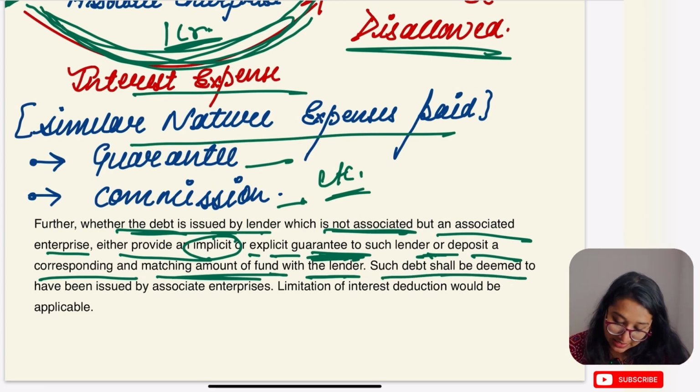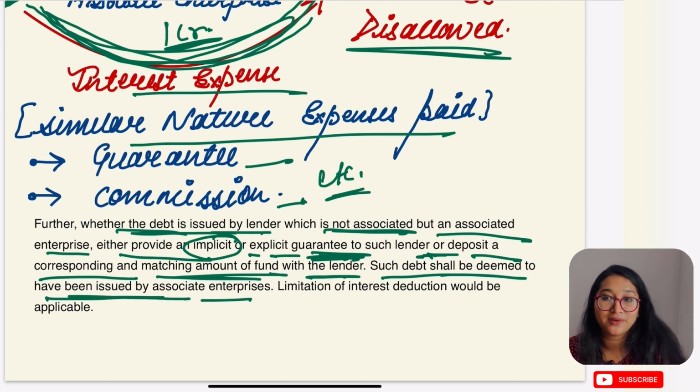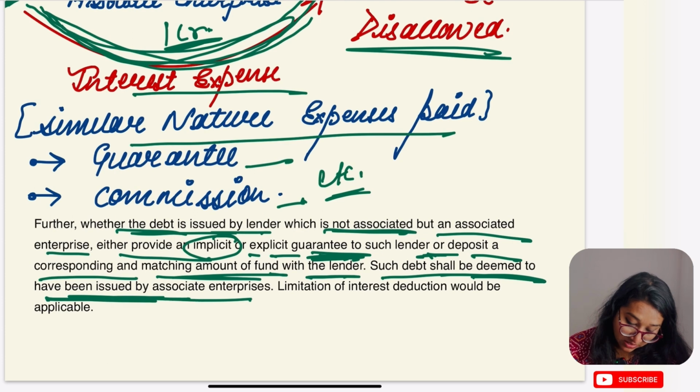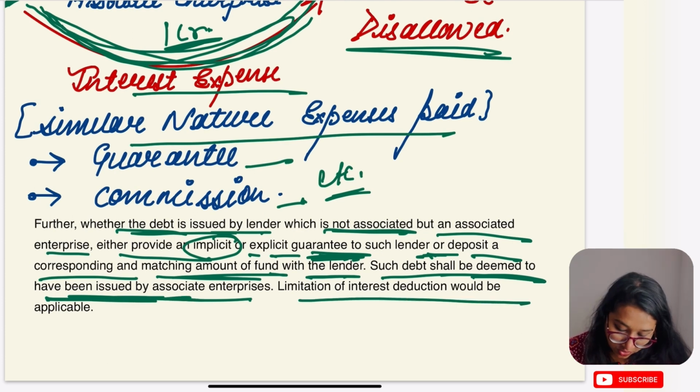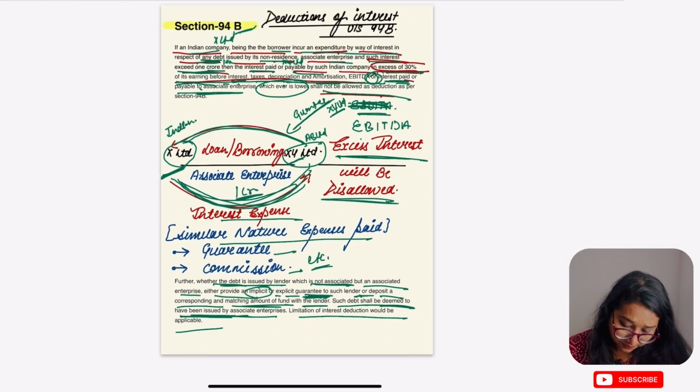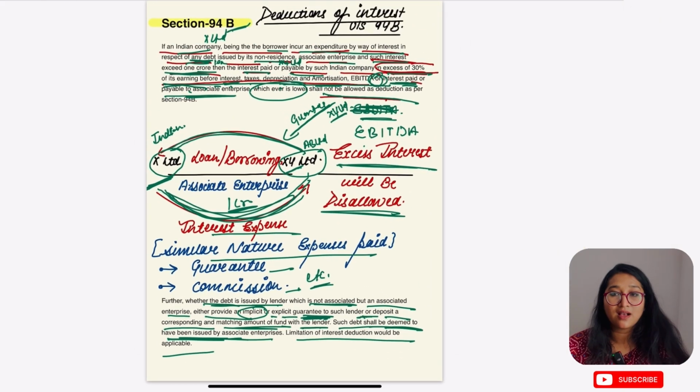Such debt shall be deemed to have been issued by the associate enterprise. In this case, we would assume that the debt is deemed to be issued by the associate enterprise, and the limitation of interest would be applicable. Now the question is, what is this excess interest? How am I going to calculate this excess interest?